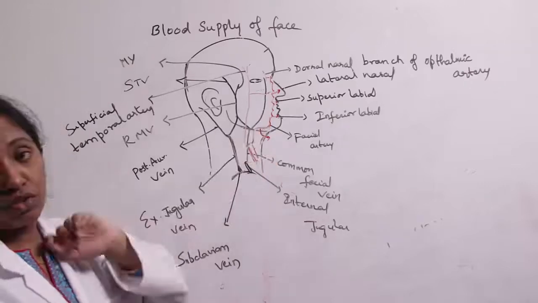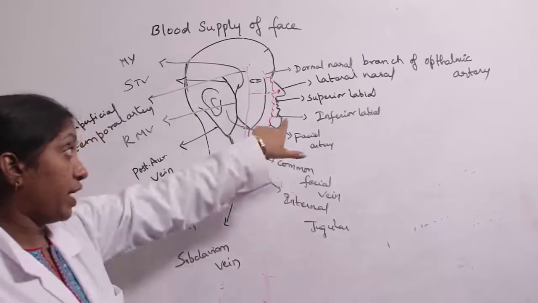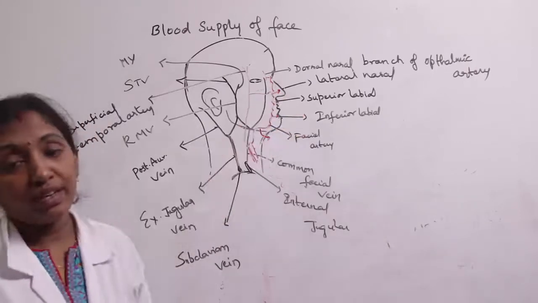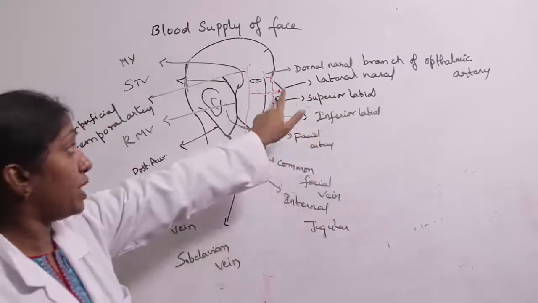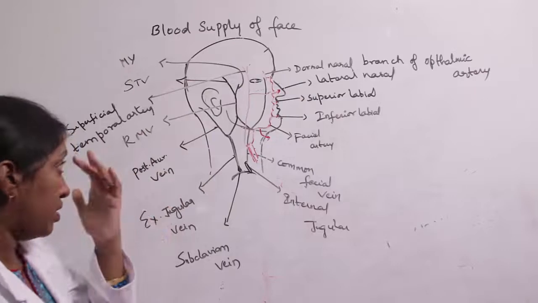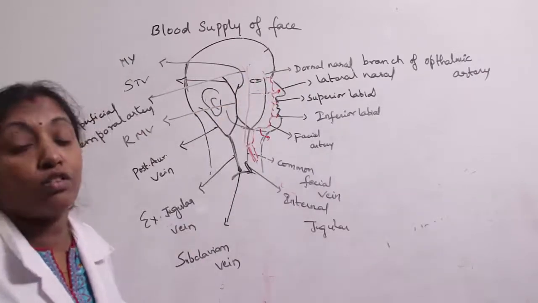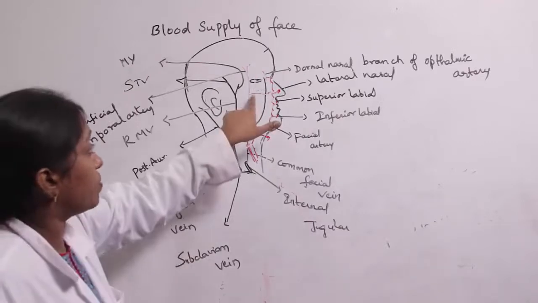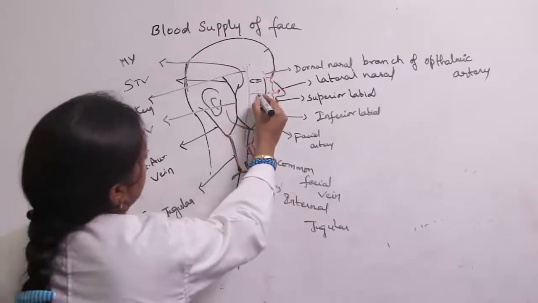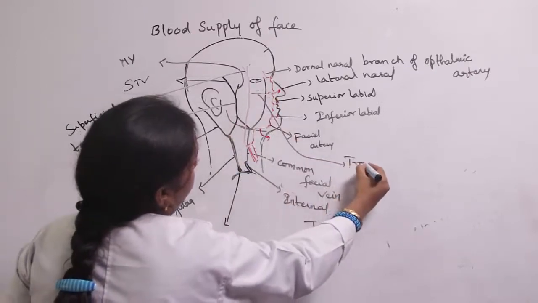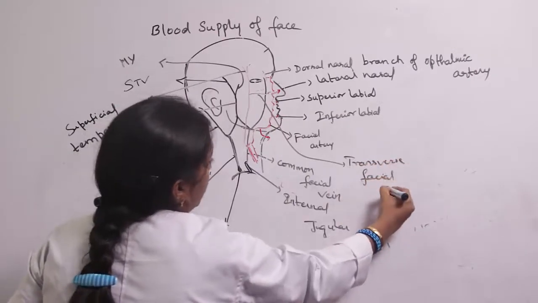Coming to the branches of the facial artery, it gives three branches: inferior labial, superior labial and lateral nasal. The inferior labial supplies the lower lip, the superior labial supplies the upper lip, and the lateral nasal supplies the nose. Apart from the facial artery, one small artery also supplies the face, that is the transverse facial artery, which is a branch of the superficial temporal artery.